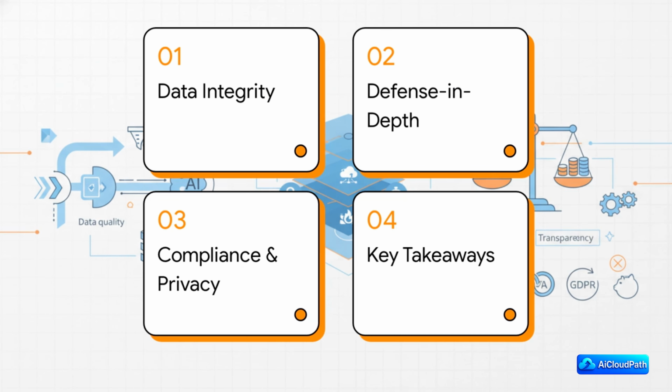And we're going to tackle this by looking at three core pillars. First, the foundation, making sure our data is rock solid. Second, we'll build the fortress. That's all about how we protect that data. And third, we'll cover the law, which is navigating all those crucial rules around compliance and privacy. Then, of course, we'll wrap it all up with the key stuff you need to remember.